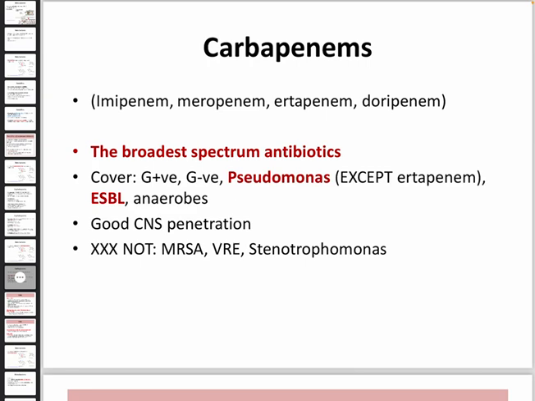You have to think, how should I lower the spectrum of the antibiotic I'm using? So instead of starting the patient on imipenem or meropenem, which have unneeded anti-pseudomonal coverage, I only start the patient on ertapenem because I don't need pseudomonal coverage for a patient who has E. coli UTI. Okay, so they have gram-positive coverage, gram-negative coverage, and anti-pseudomonal coverage except ertapenem. They are excellent choices for extended spectrum beta-lactamase producing bacteria and also anaerobes.